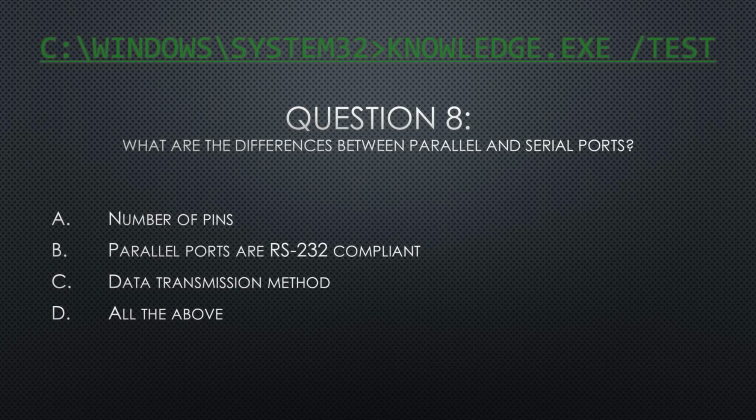Question number 8. What are the differences between parallel and serial ports? A. The number of pins. B. Parallel ports are RS-232 compliant. C. Data transmission method. And D. All the above. The answers are A, the number of pins, and C, the data transmission methods. Serial ports are RS-232 compliant.